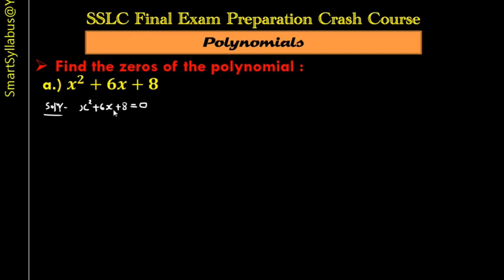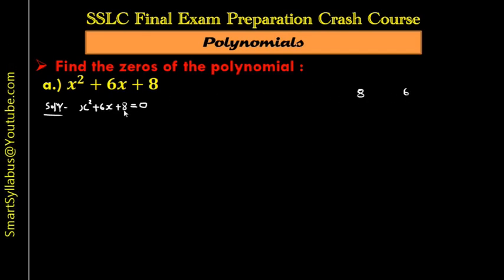Now it's called the splitting the middle term method, right? So the last one, which is called the constant, write that first, that's 8. And the middle number is 6. As 8 and 6 have plus signs, we will not write the plus. If they have a minus sign, you have to write the minus.